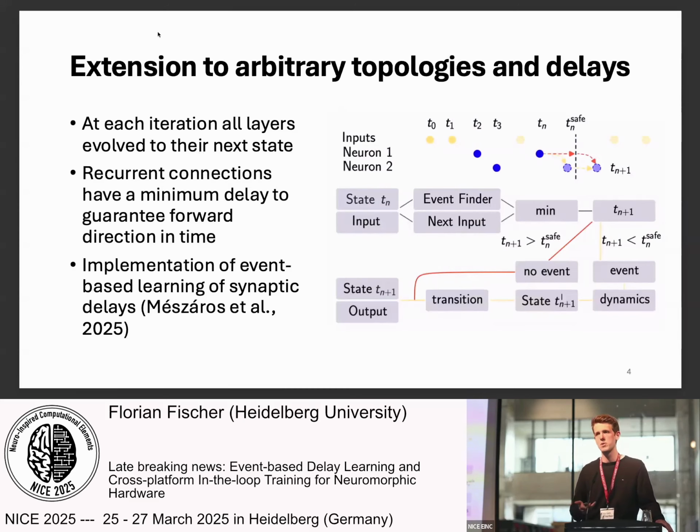And so for the backward pass, we used EventProp with an extension for constant delays. And we also implemented, for feed-forward networks in Jackson, event-based learning of synaptic delays, which is based on the extended EventProp method, which was developed by Balázs Mészáros.